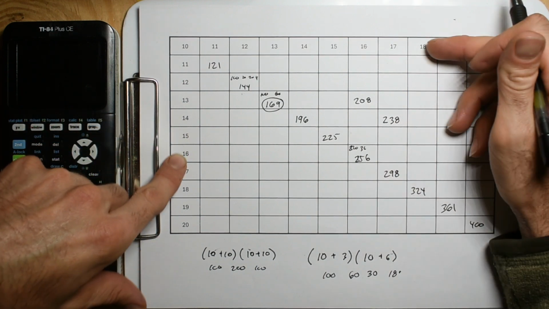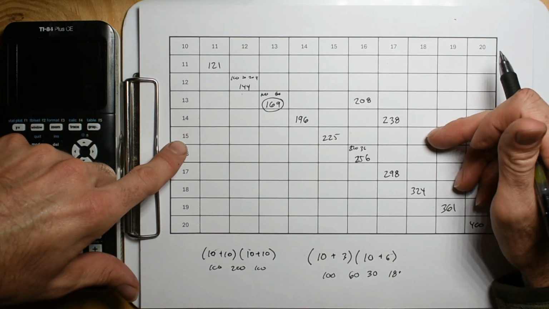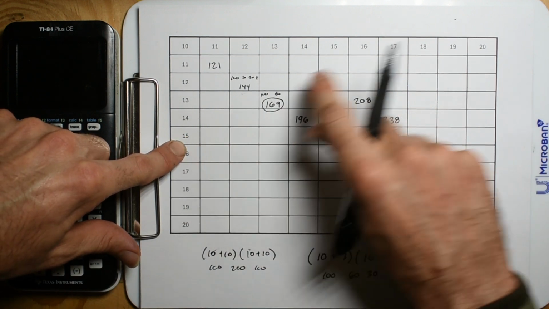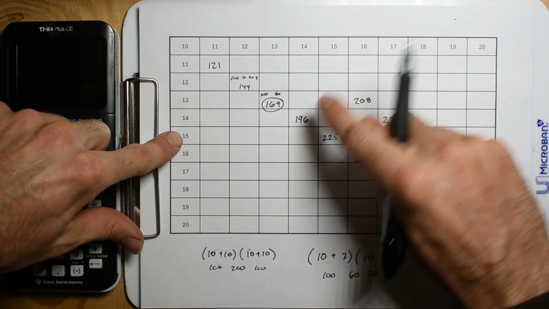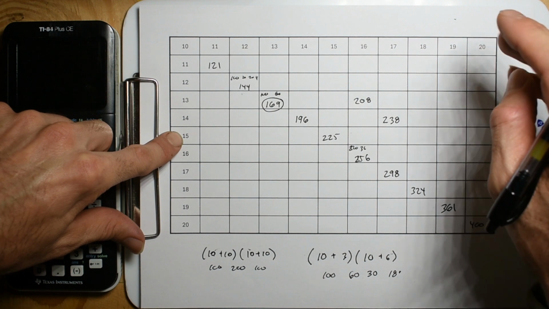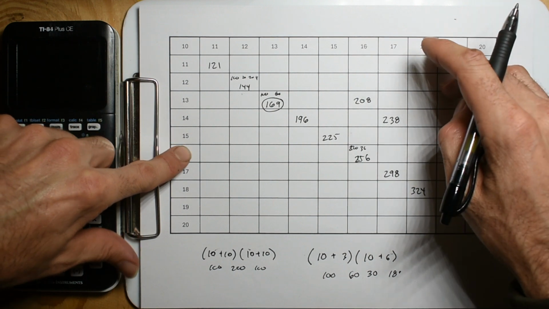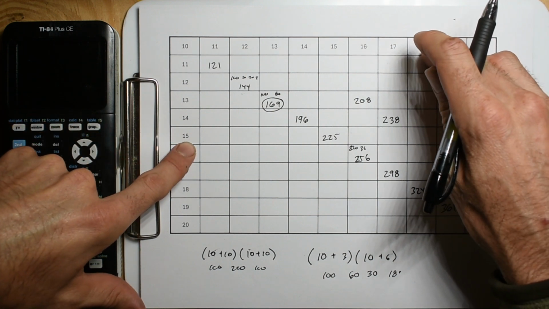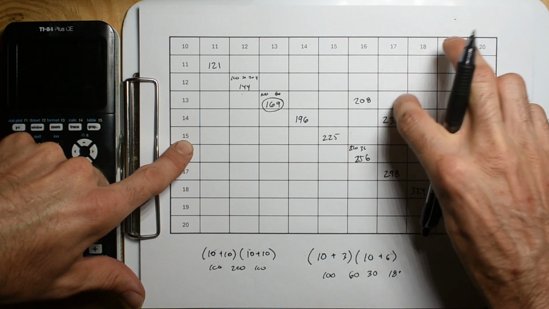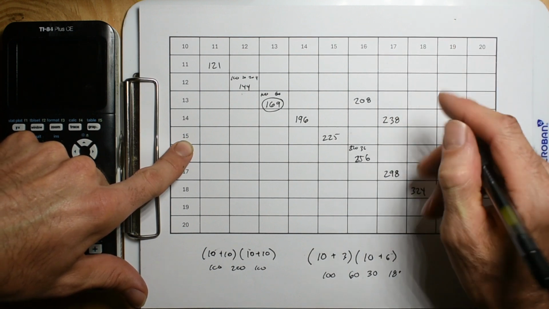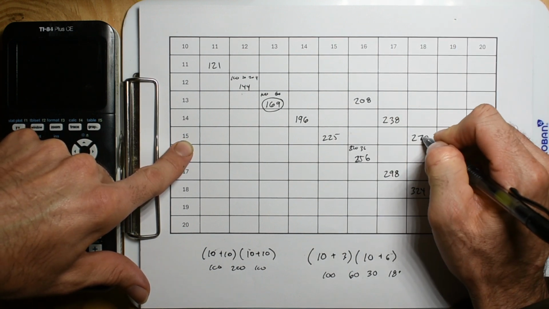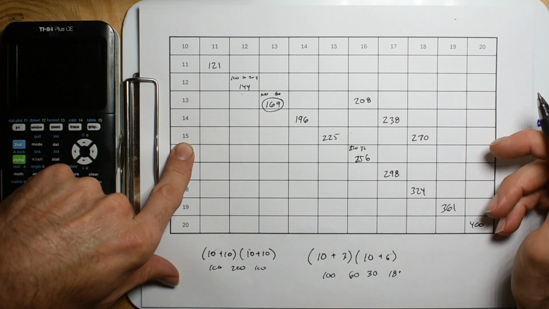Hell yeah. Okay, 18 times 15. So we're going to have 100. We're going to have 80 and 50. That's going to be 130. So we're going to have 230 plus 8 times 5 is 40. So 230 plus 40 sounds like 270. Sweet. All right, hell yeah.